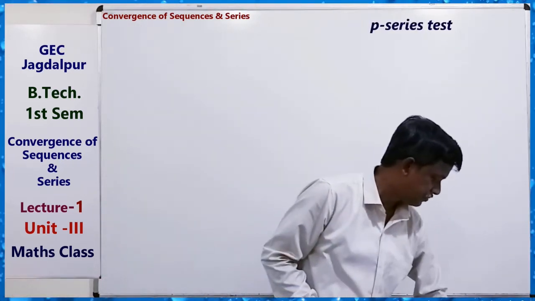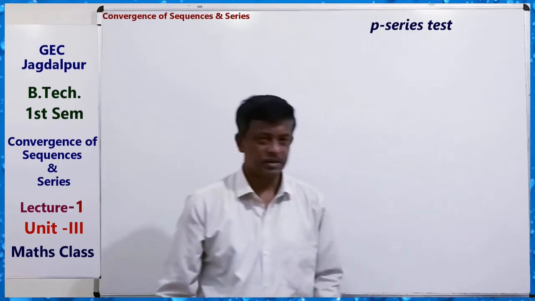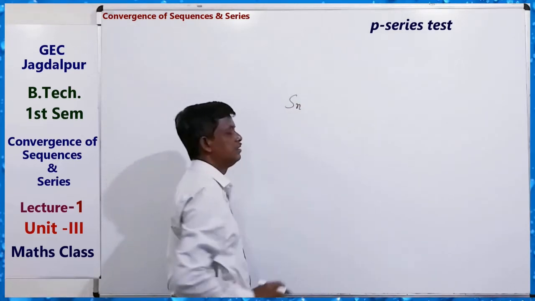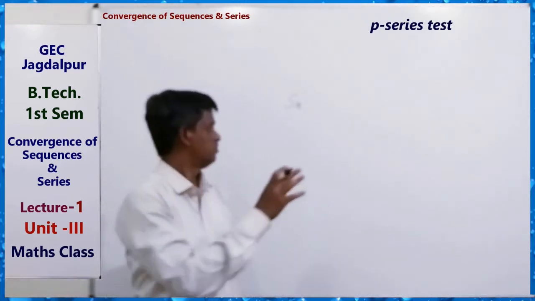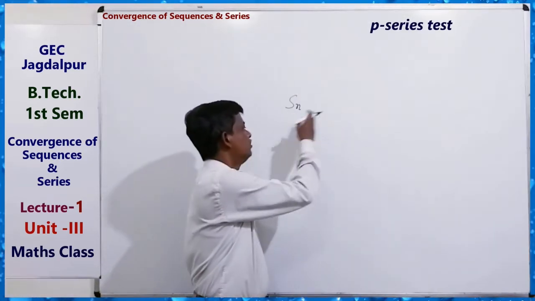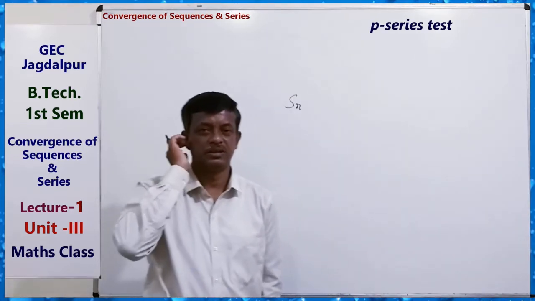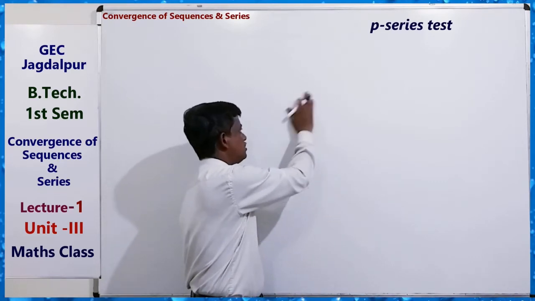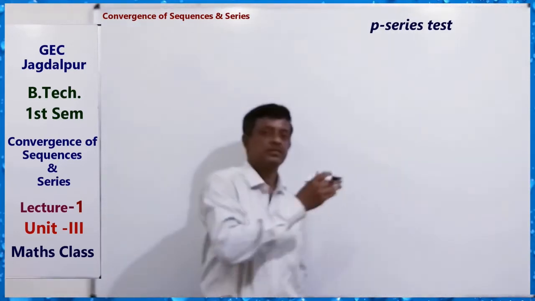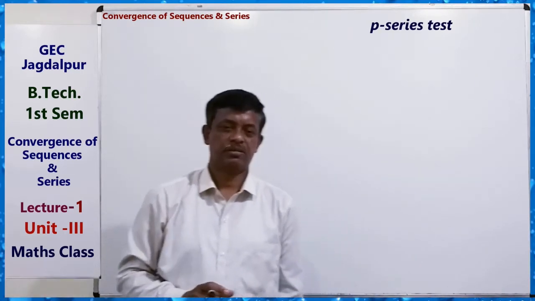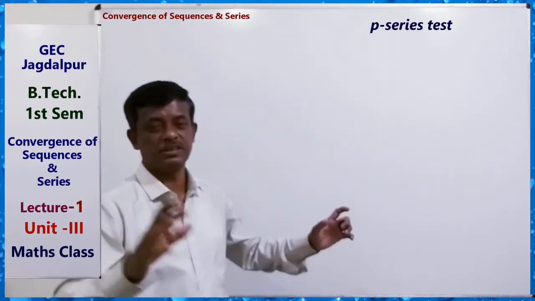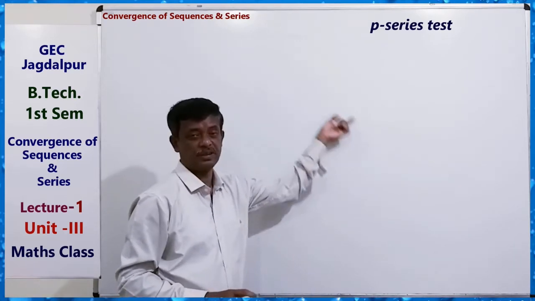Now the P series test. Just for testing convergence and divergence, we require what? Sn, the partial sum. It is always not easy to find the partial sum of an infinite series. So we will use some special types of tests. Some helping series are also there, and tests are also available. We use those tests for determining the nature of the infinite series. Here, the P series test is a helping series test, and also the geometric series test.